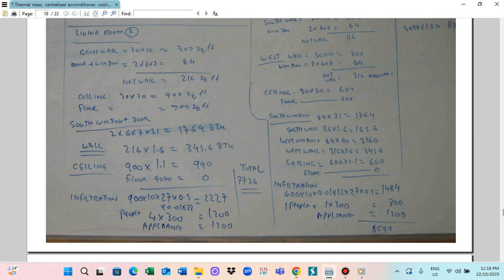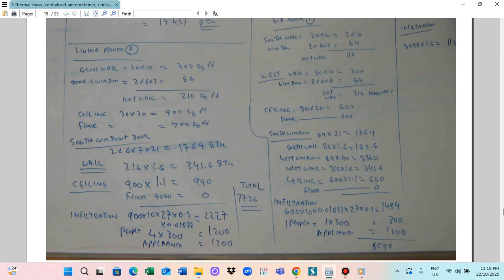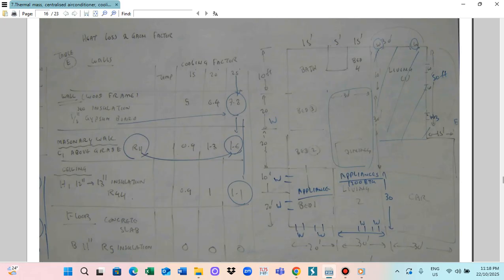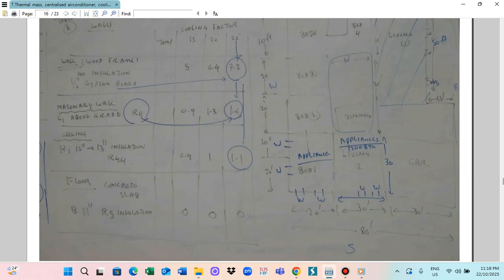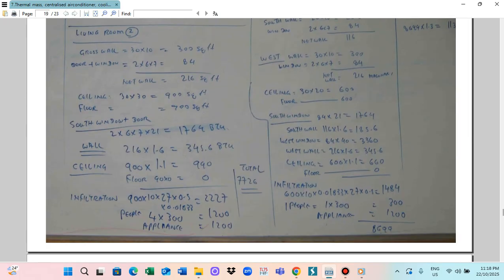And then we calculate for the ceiling. Ceiling area is 900. Multiply by the ceiling factor, which is given as 1/1, so multiply by 1/1, and you get 990. Okay, floor. Floor is 900 multiplied by 0, which is 0. So this is the floor area. And then we have to calculate the infiltration.